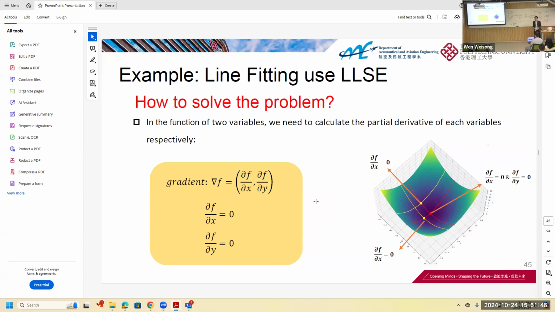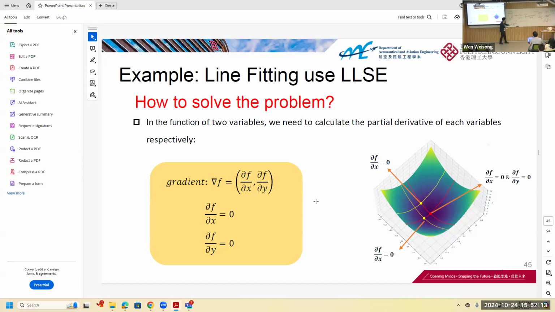Any questions? For example, this one, we have two different distance evaluations. The first one is the vertical, and the second one is the perpendicular, okay? For the vertical, it's quite straightforward: yi minus the predicted y. And for the perpendicular distance, this is going to be like this.